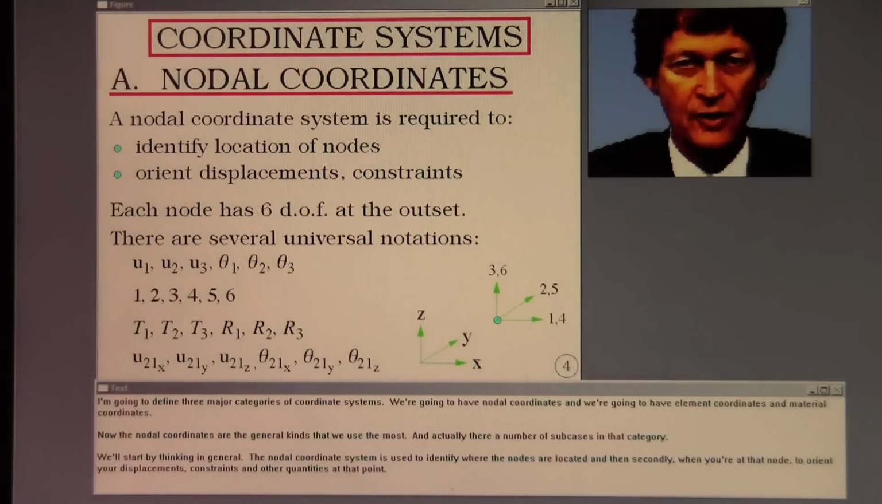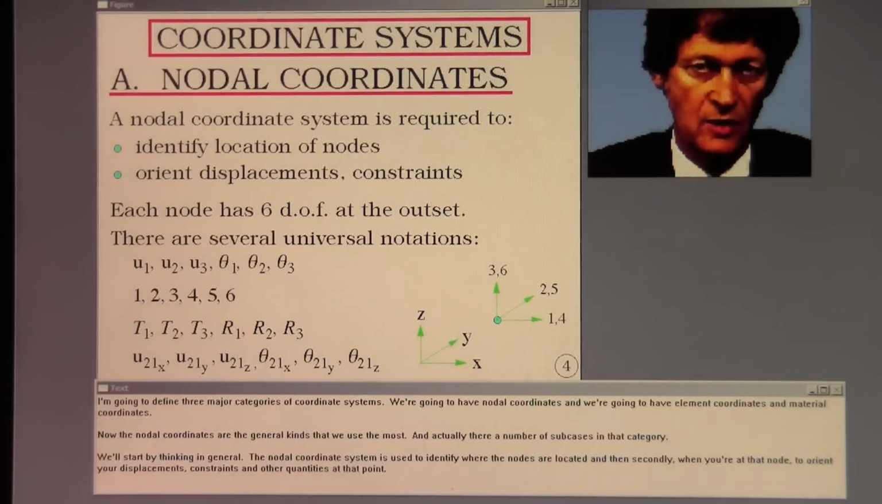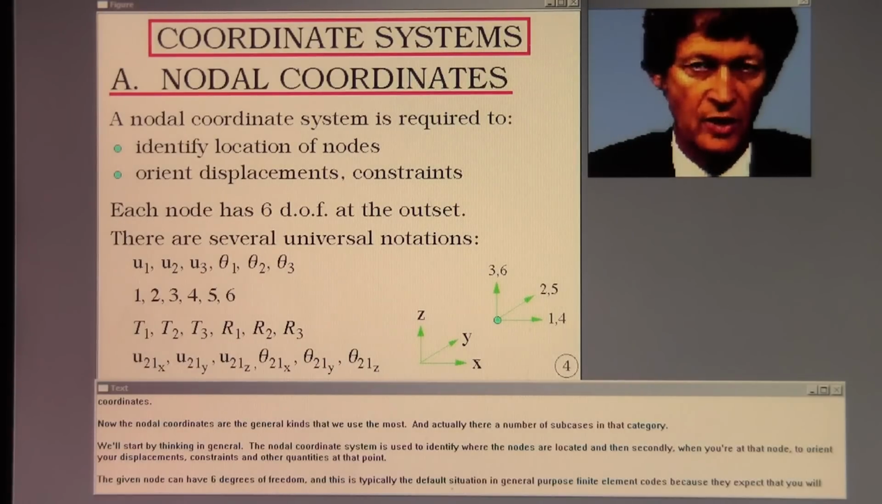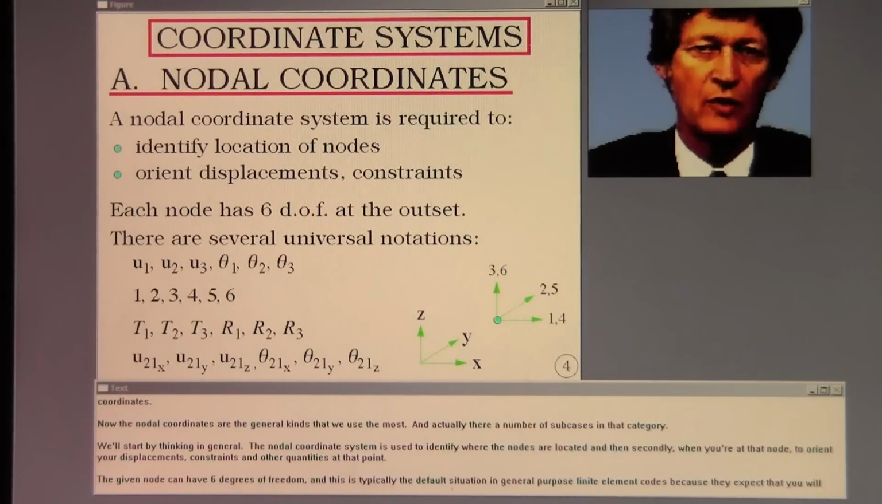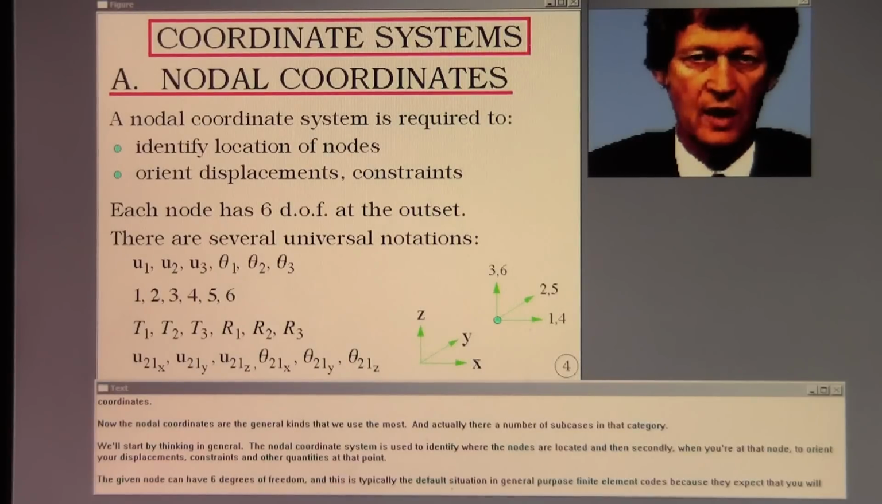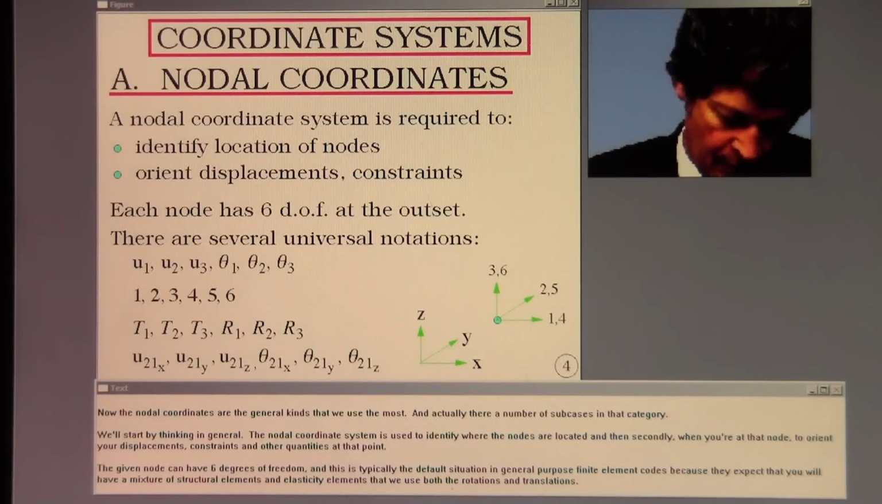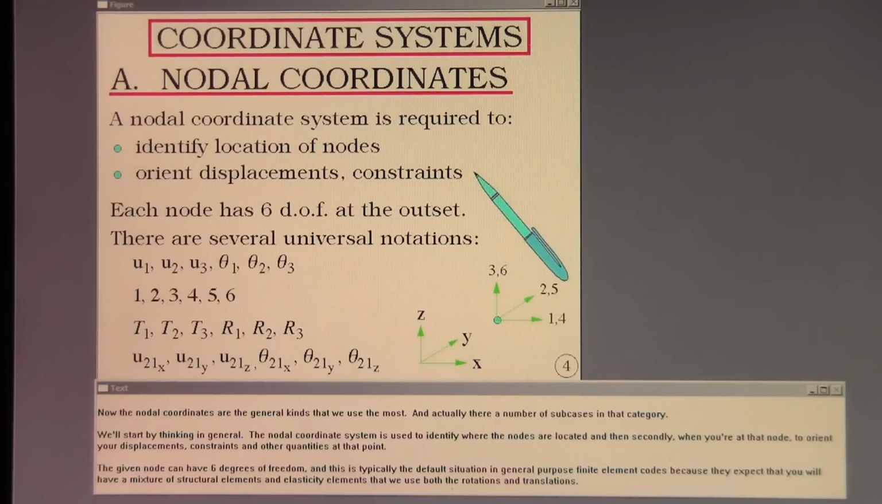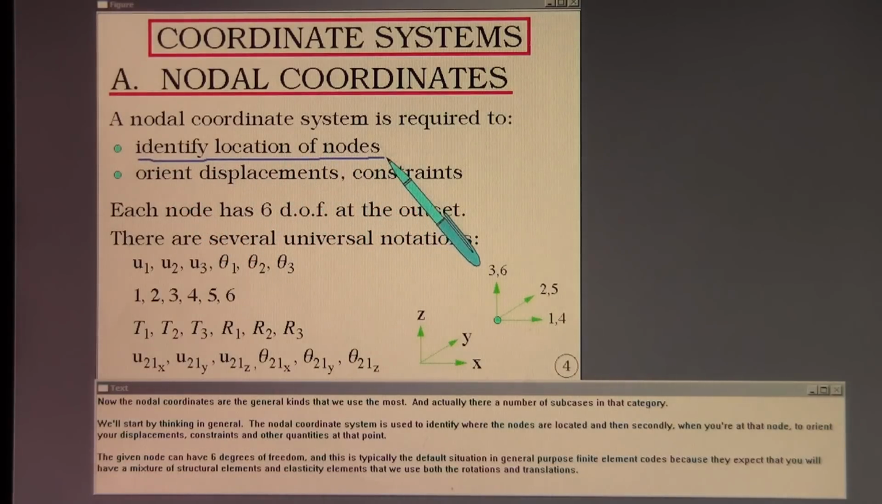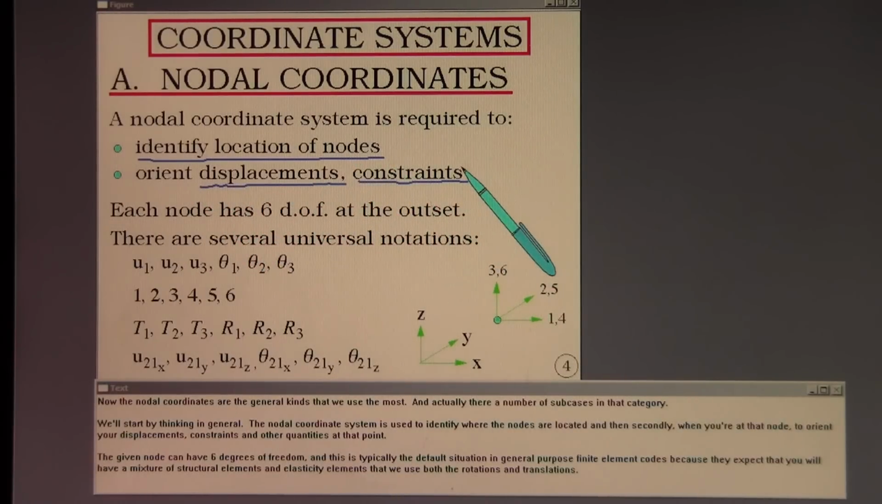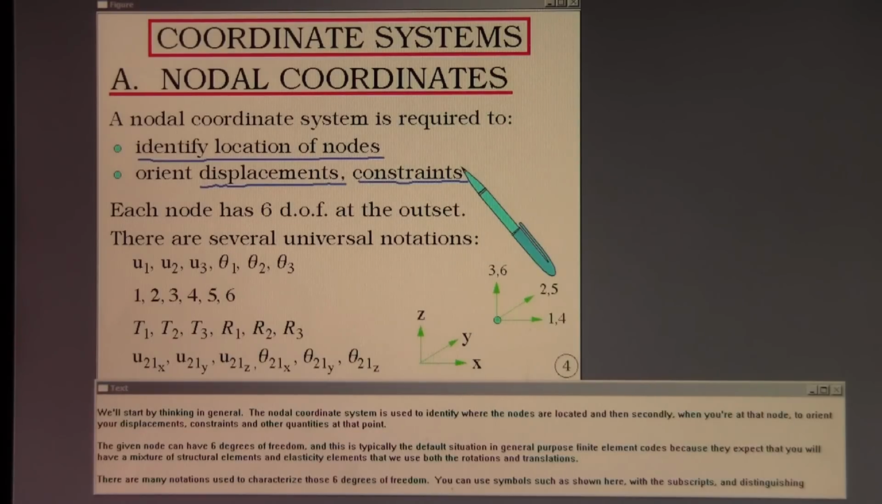I'm going to define three major categories of coordinate systems. We're going to have nodal coordinates, then we're going to have element coordinates, and material coordinates. Now the nodal coordinates are the general kinds that we use the most, and actually there are a number of sub-cases in that category. We'll start by thinking in general. The nodal coordinate system is used to identify where the nodes are located, and then secondly, when you're at that node, to orient your displacements, constraints, and other quantities at that point.